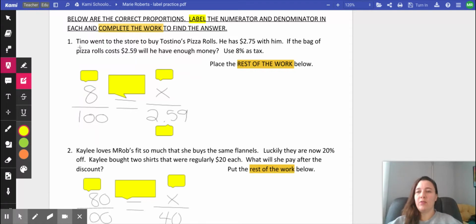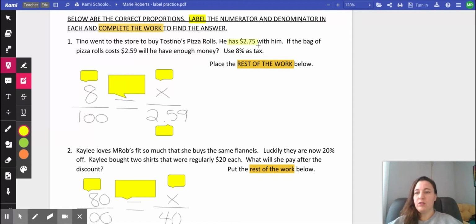So let's highlight the important info. Tino went to the store to buy, guess what? Tostinos pizza rolls. He has $2.75 with him. If the bag of pizza rolls costs $2.59, will he have enough money? So the important stuff is not any of the names, just that he has $2.75.